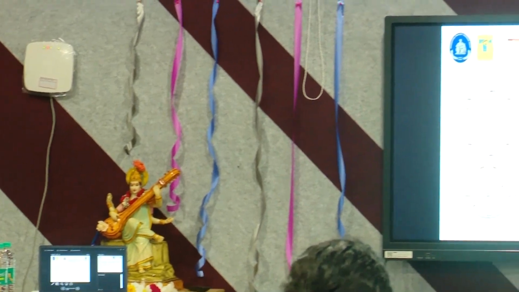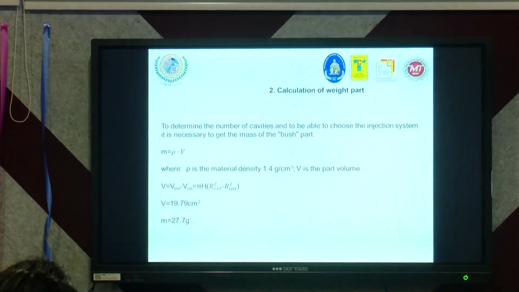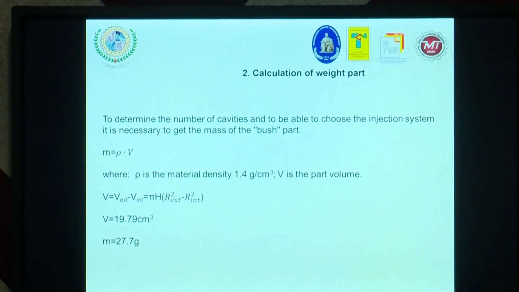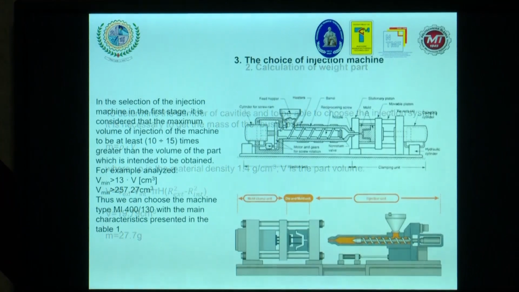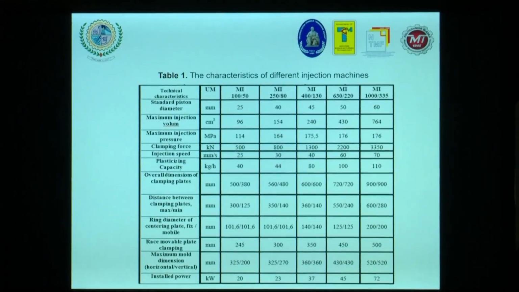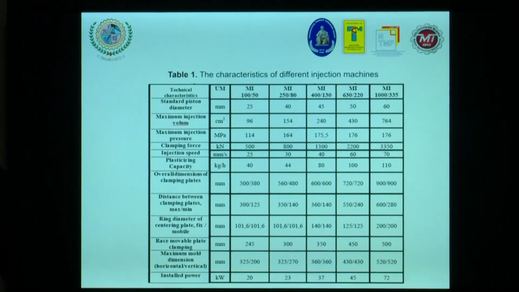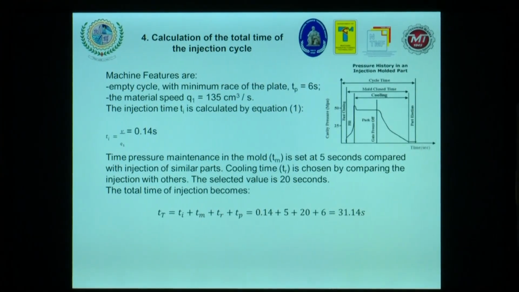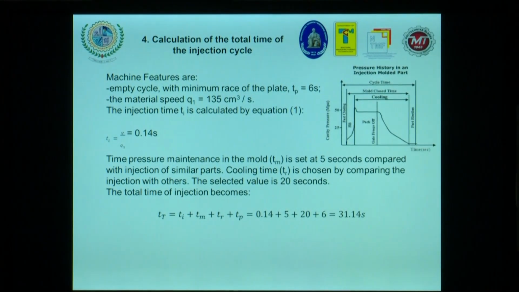So this was the part that we chose. Calculation of the part weight, choice of the injection molding machine, the characteristics, how to make the total time of the injection cycle.